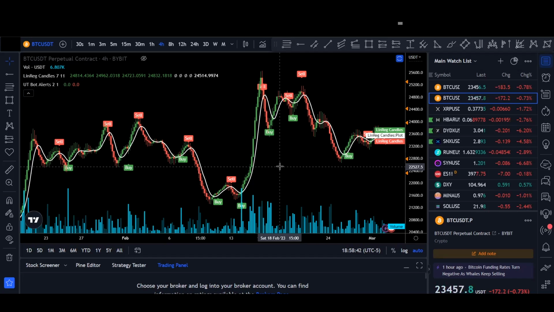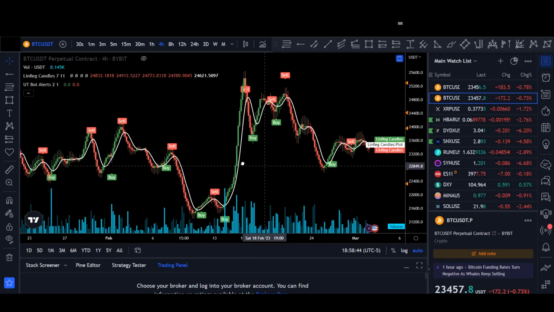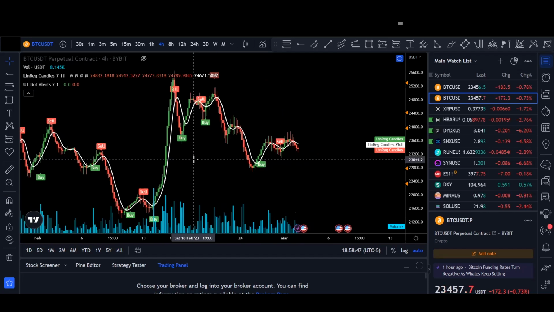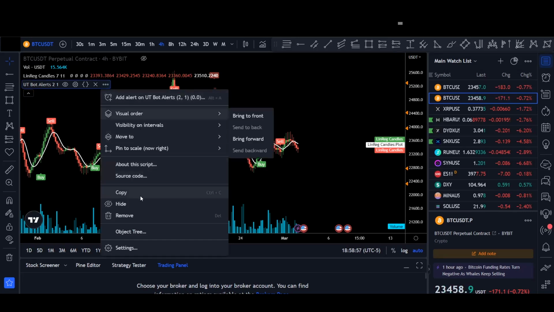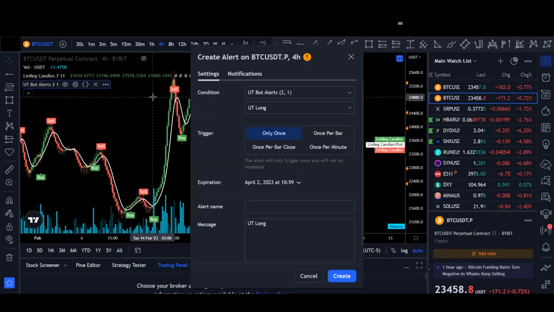And now what I'm going to show you is alerts, right? So that you won't have to be sitting in front of your computer all day. So what we're going to do here is we're going to go to UT bot alerts, okay? And we're going to click the 3 dots here. And we're going to go add alert. And what we want to do is we want to make these conditions set up so we can come to the computer and not sit in front of it all day. So what we want to do is put it once per bar close. Okay. And then you'll click create.